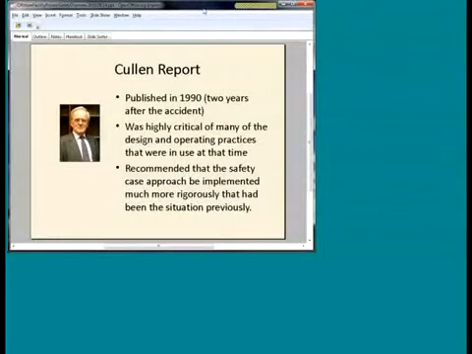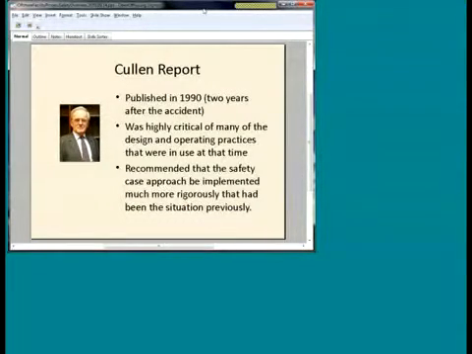The Cullen report. After Piper, in the British system, if you have a major accident like that, the inquiry is typically headed by a High Court judge. In this case, Lord Cullen was a Scottish High Court judge. In the US, it's a different system, but the analogy would be, imagine after Deepwater Horizon that the inquiry would be led by a Supreme Court justice from the state of Louisiana. It would be something like that.